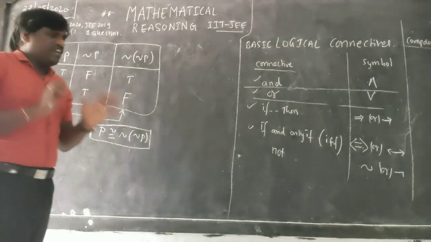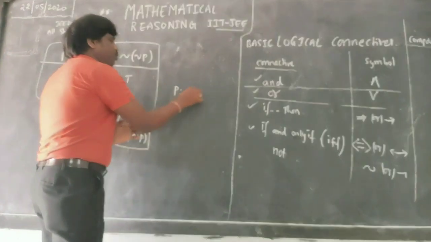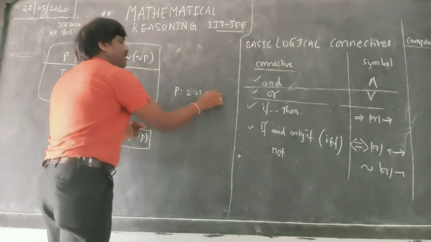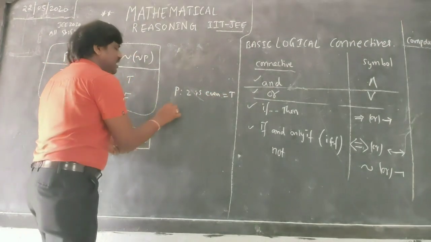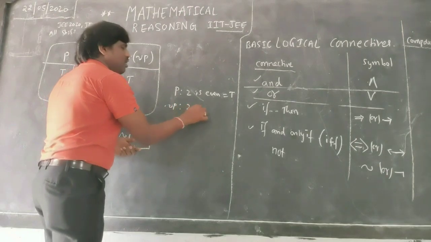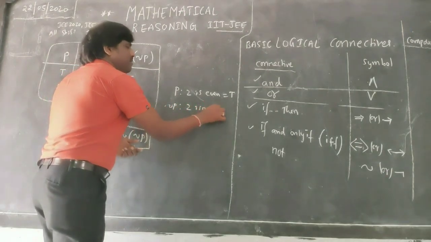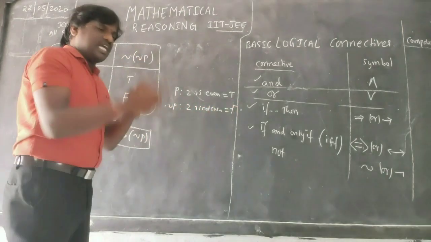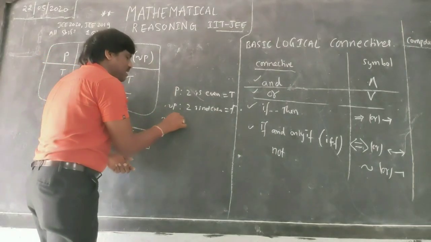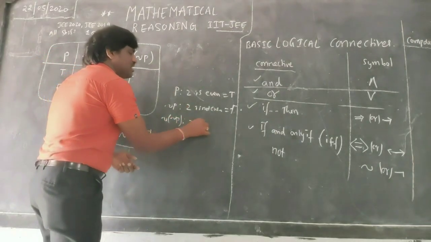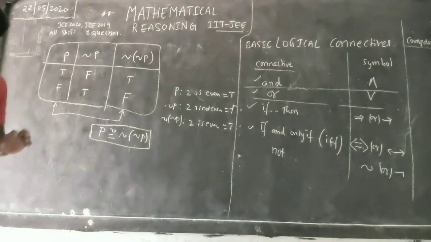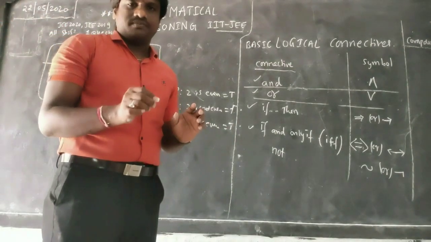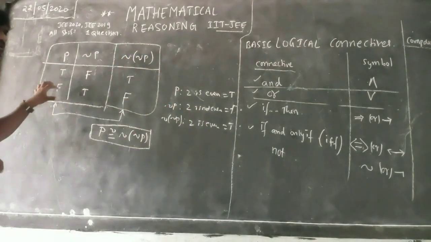You understood, right? If I say P is the statement that 2 is an even number, this is true. If I say negation of P, I can say 2 is not even, then it becomes false. If I again apply negation to negation of P, I can write 2 is even, so this is true again. That is what is being said here. Every statement has a negation, and this is the table for this.